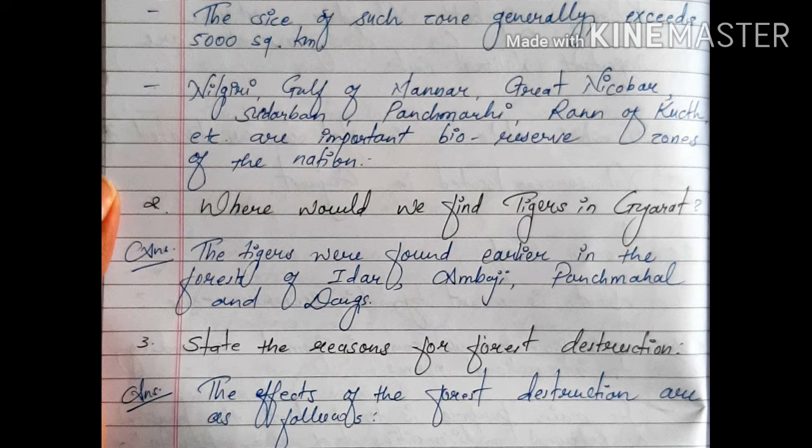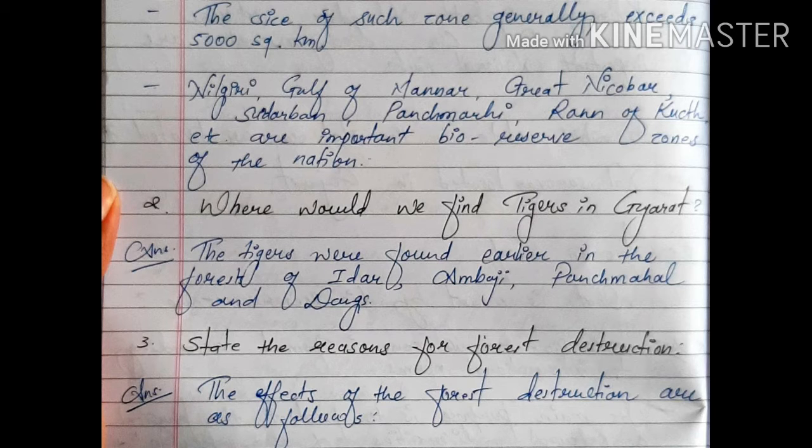Second question is, where would we find tigers in Gujarat? And the answer is, the tigers were found earlier in the forest of Idar, Ambaji, Panchmahal and Dang. And the third question is, state the reasons for forest destructions.